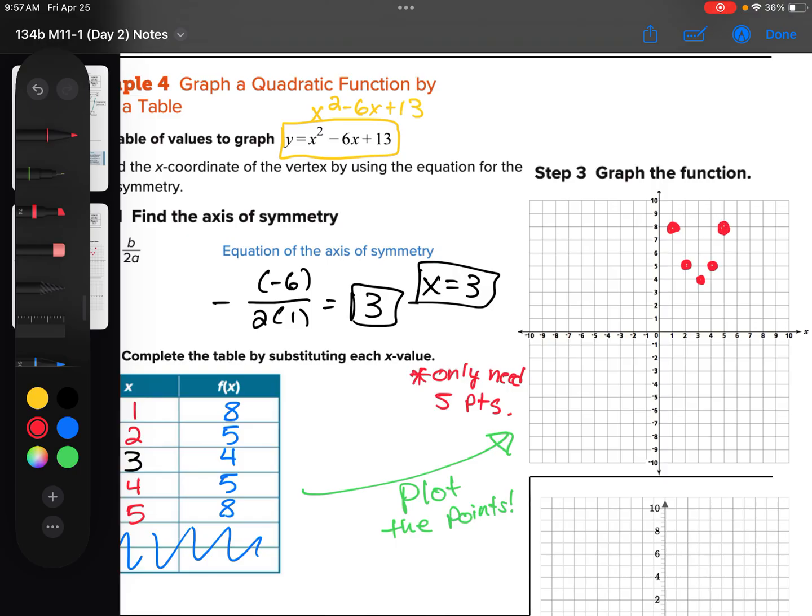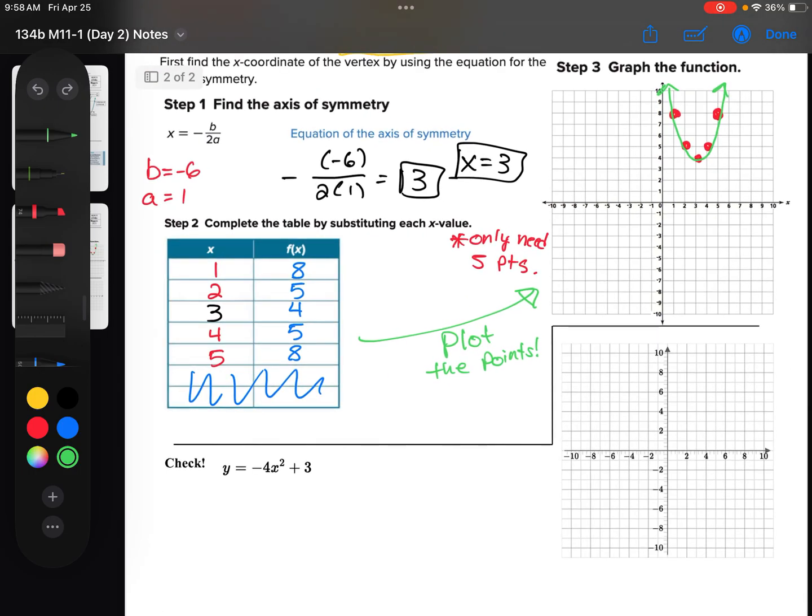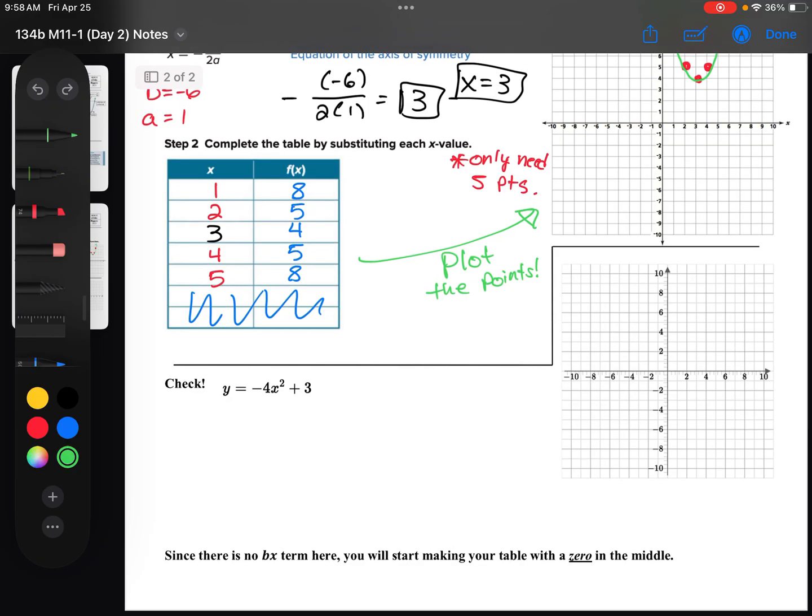And this is our lovely parabola, our lovely quadratic. And connect your dots with a smooth curve. Make sure you have arrows at the end of your graph because it extends forever in both directions, okay? So that's how you do that. You can try the check real quick. So pause the video, make sure you can get it on the check. I'm going to go ahead and work it out now.